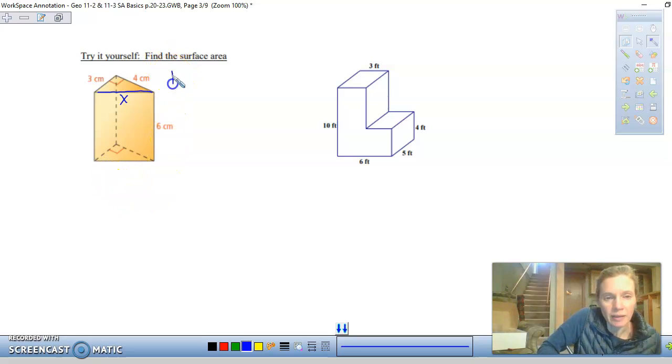Okay, so welcome back here. We're just going to start out with the base. So the base is a triangle with a 3 and a 4 for the base and the height of the triangle. There are 2 of those.